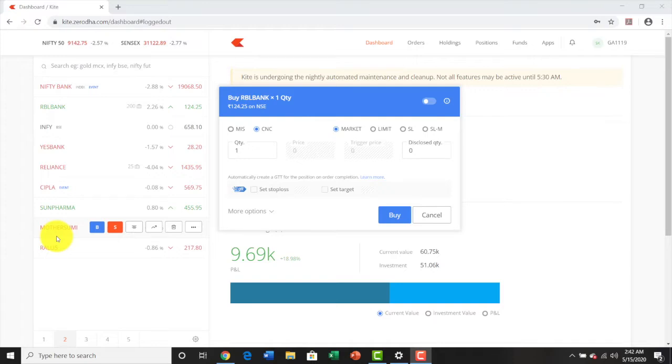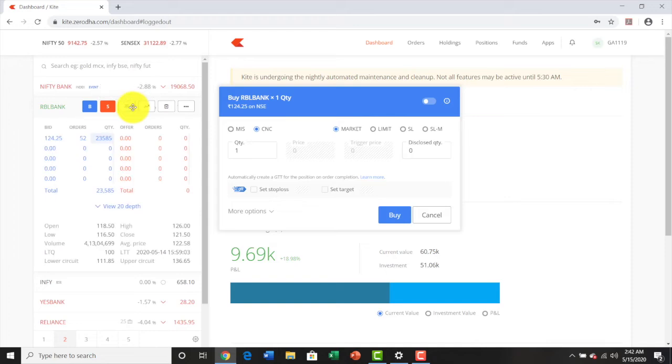As you can see, I have already clicked on this RBL Bank, and when I click on RBL, I get 4-5 options. One is the buy option, the other is the sell option, and then we have market depth as well. As I open it, I can see guys the orders that are placed in the market when the market is functioning, and the quantity as well.